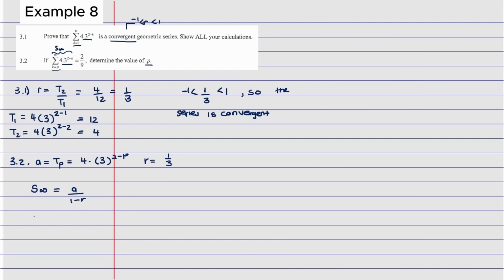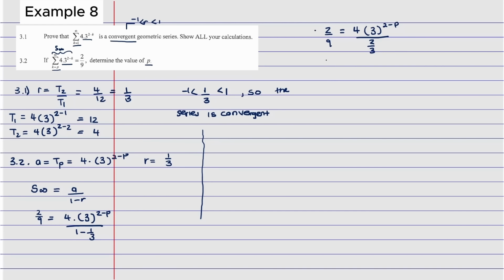Remember that the sum to infinity is given as 2 over 9, which is equal to our A, 4 multiplied by 3 to the power 2 minus P, and this whole thing is divided by 1 minus 1 over 3. I'm going to do it this side because I need space. So 2 divided by 9 is equal to 4 multiplied by 3 to the power 2 minus P, and this whole thing is divided by 2 over 3. Multiply 2 over 3 and 2 over 9 multiplied by 2 over 3.